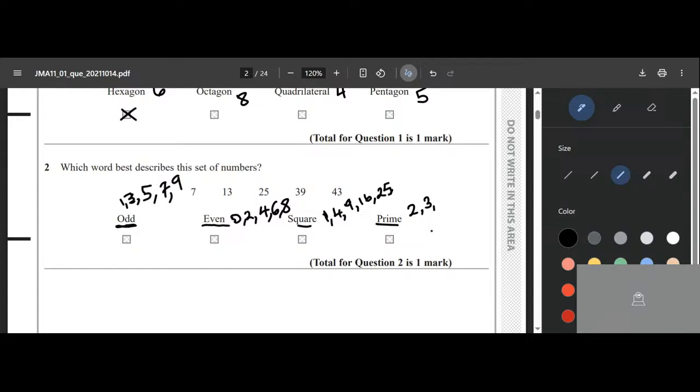Remember, no number should be dividing this number. If you say 4, 2 can divide it. So we go next to 5. 6, we have 2, 3 can divide it. So we go next to 7.